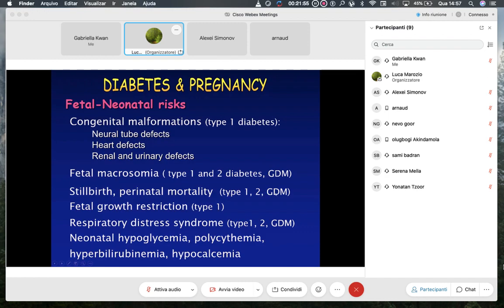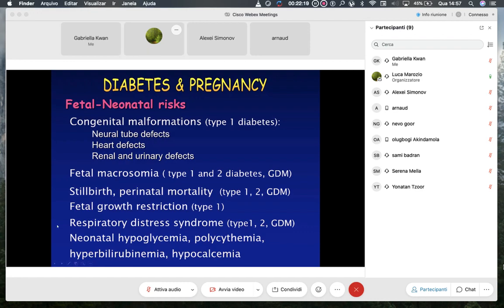Type 1, type 2, and gestational diabetes increase the risk of stillbirth. Stillbirth is the birth of a dead baby, recognizing the death of the baby after delivery.